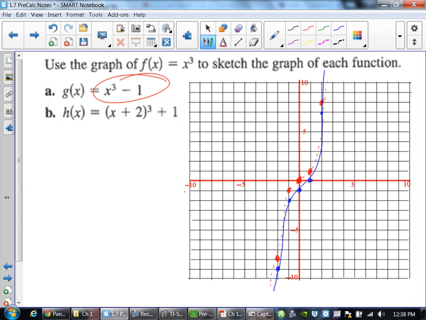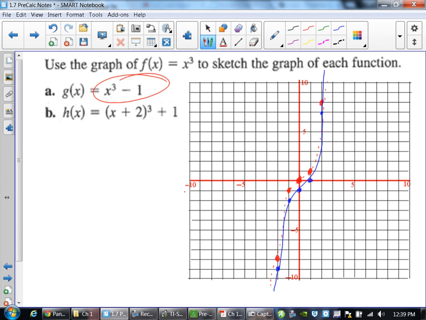Okay? And now with the second one there, that h of x is the quantity x plus 2 squared plus 1. There, and up 1, good. I was just going to say there are two different things that are going on.